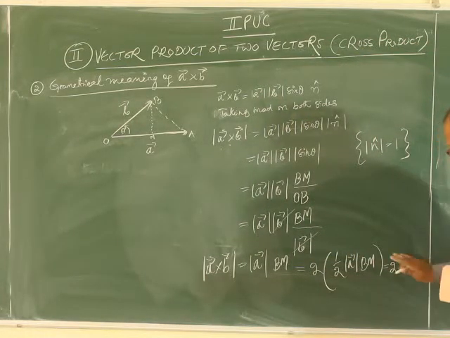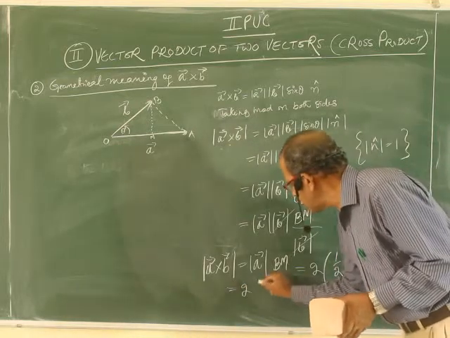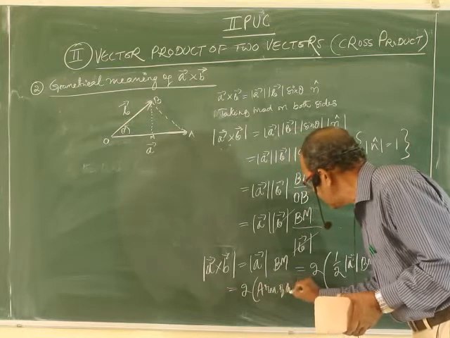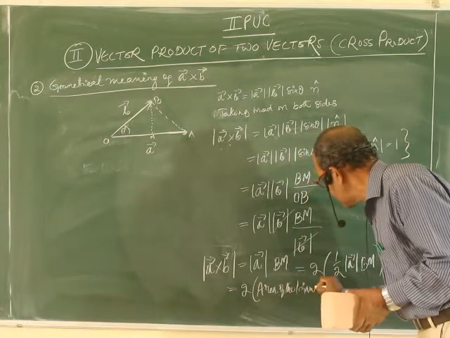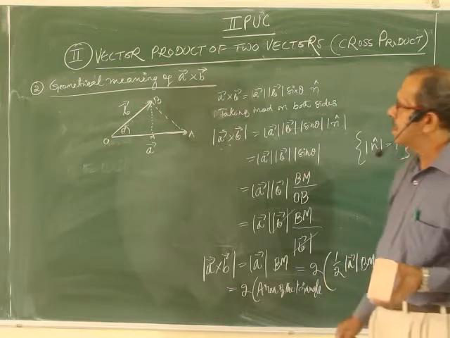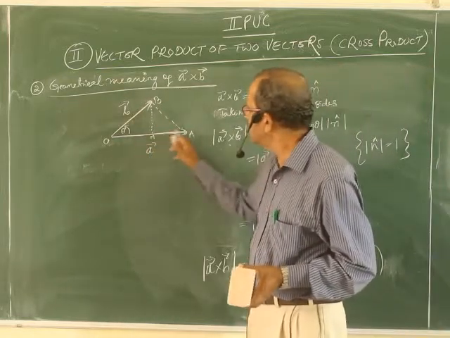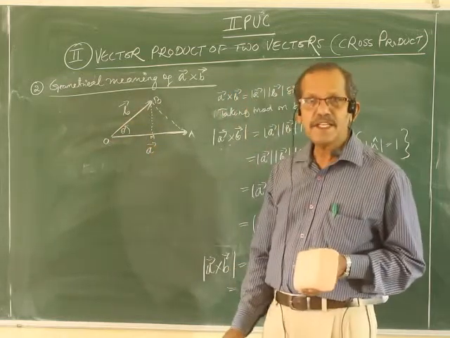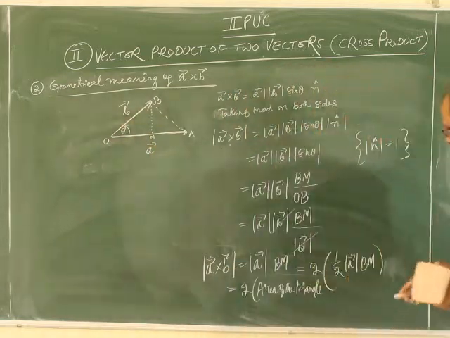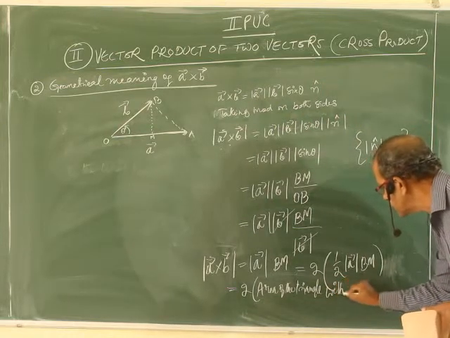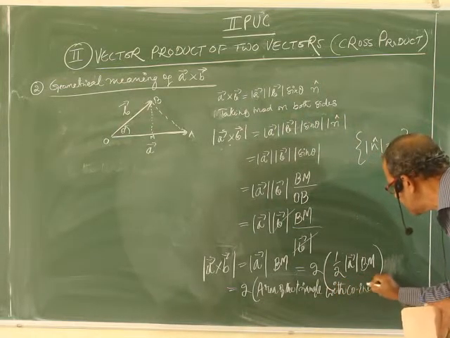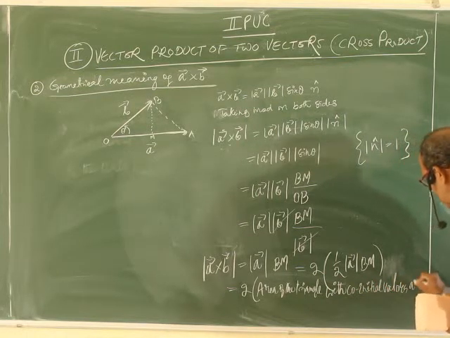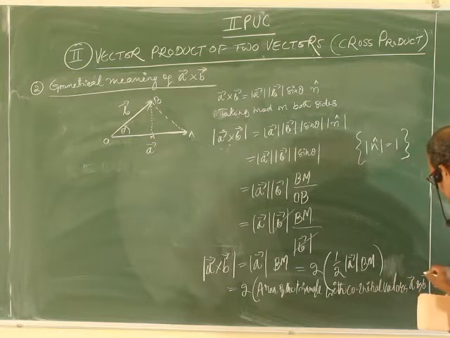So geometrically what have you written? 2 times the area of the triangle. With which triangle? With co-initial vectors A and B. See? With co-initial vectors A and B. Write correctly.